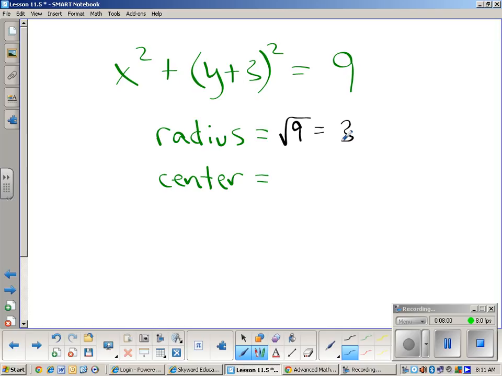Someone other than Jacob and Bailey. Aaliyah? 0, 3? 0, negative 3? What is it? 0, 3 or 0, negative 3? Negative 3, because this is a plus sign, and so this is always going to be the opposite of that. Okay? It's always going to be the opposite of whatever the sign is inside the parentheses.